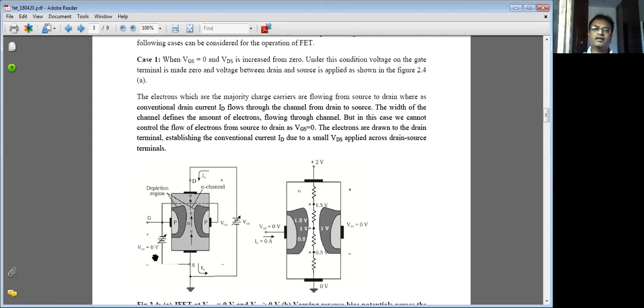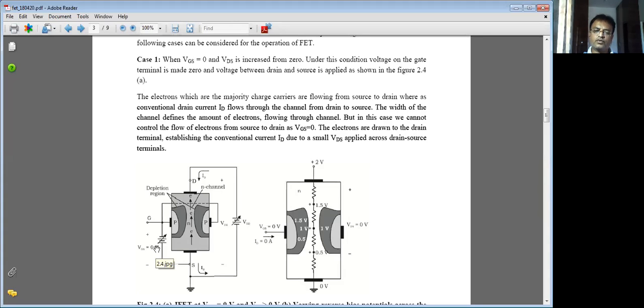Another case, we will apply some negative voltage. Later I will tell you about case 2. Let us try to understand. Case number 1, no gate to source voltage is applied. Case 1: when VGS is equal to 0, VDS is increased from 0.